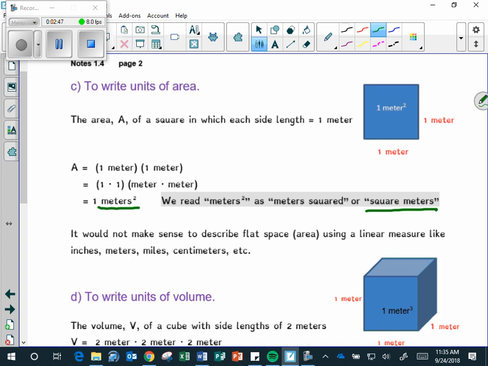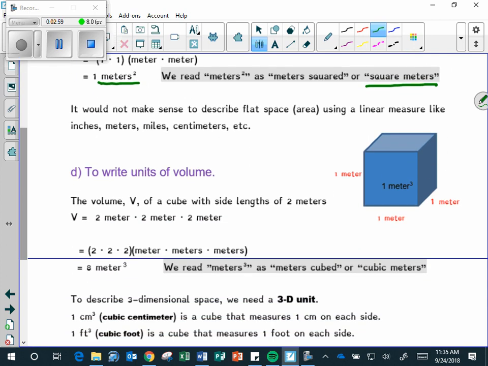It would not make sense to represent a flat space like area with anything else. This is just a flat two-dimensional figure. It would not make sense to represent three-dimensional figures with the same kind of units. So look at the cube, which is 1 meter on all sides. Then the volume of this is expressed in cubic meters.